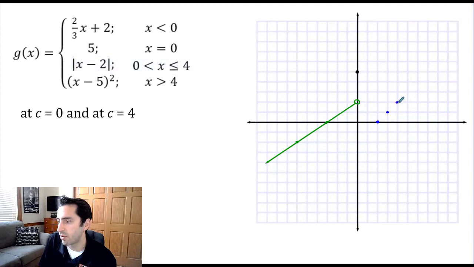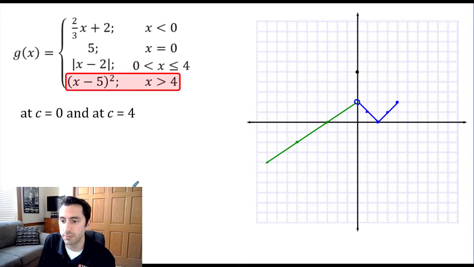And then at 4, we do have the or equal to, so that's going to be a closed point. And then we have a slope of negative 1 going to the left. And then here, I do have another open circle because we don't have the or equal to part. And then connecting those together, we'll get our absolute value graph.